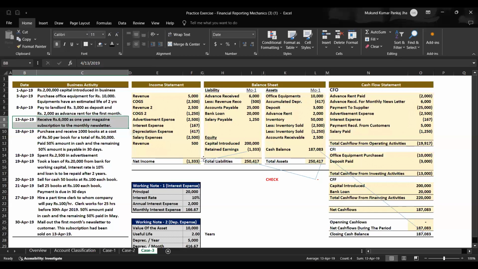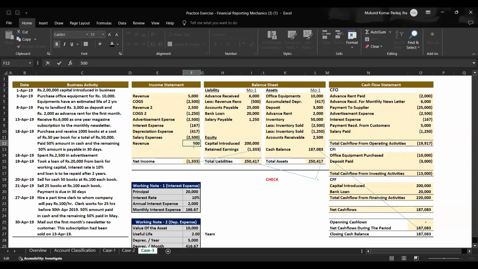And if the newsletter for the first month is sold and provided, you can record it as revenue. So how it goes is, you have given me 6,000 in advance for 12 months of newsletter and I have provided you with 1 month of newsletter. So 1 month of liability is being paid off by me. That is why I'm recording 500 rupees as revenue.